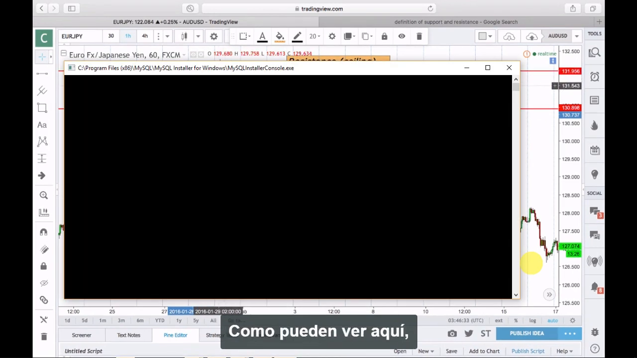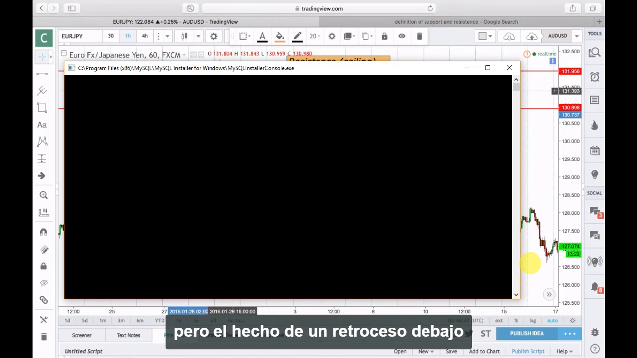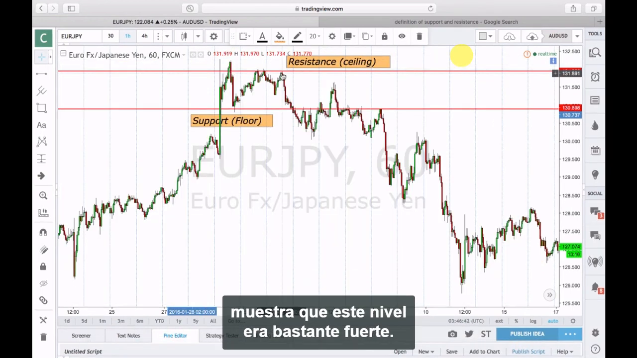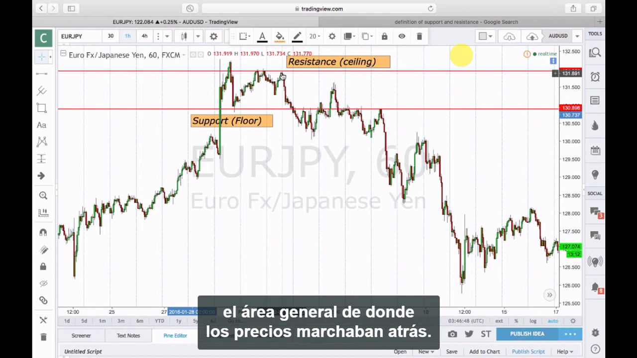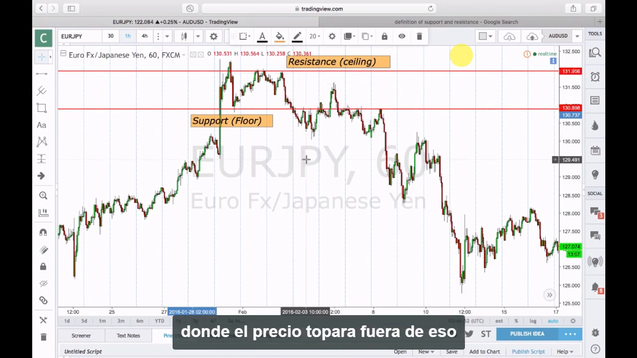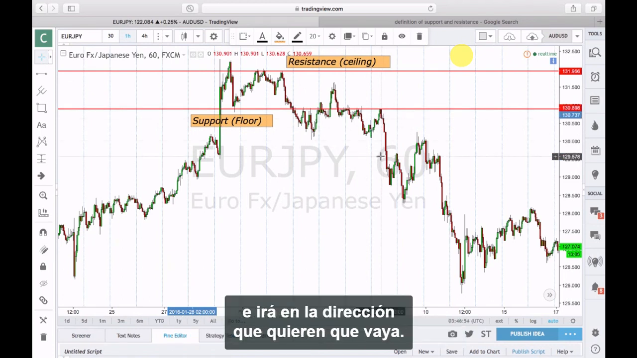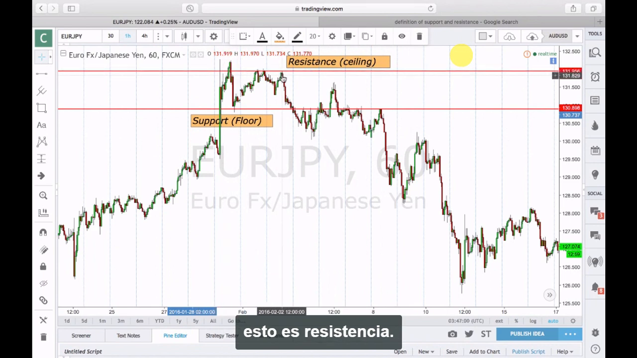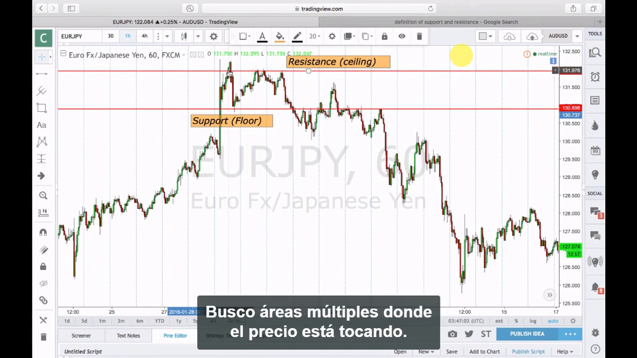And like I said, there's no perfect way to really draw everything up. As you can see here, price came above a certain level, but the fact that it reversed underneath it showed that this level was strong. It's all about the general vicinity, the general area of where price is reversing, and you're looking for strong points where price will tap off of it and go in the direction that you want it to.